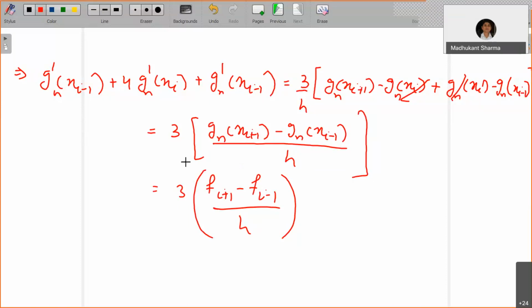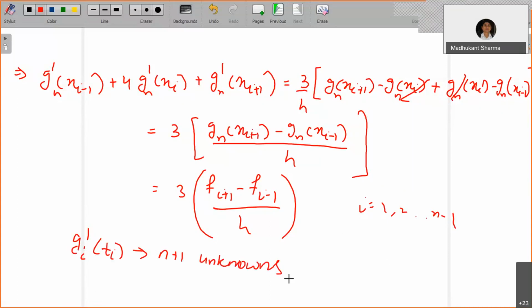So now these are equations, here i equals 1, 2, up to n minus 1. So these are n minus 1 equations, but n plus 1 unknowns. The unknowns are gn dash at xi, so these are n plus 1 unknowns, and you have n minus 1 equations. So you require to fix two unknown values, right? At the start you require end conditions.